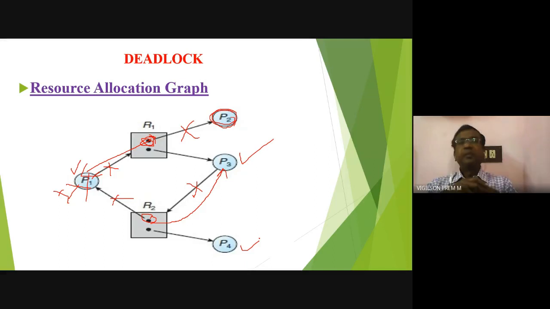Okay, so what are the conditions you have to check? Hold and wait and circular wait. And don't forget, all four conditions must occur simultaneously. Understand? The first condition by default is true, the third condition by default is true. You have to check whether hold and wait and circular wait both are there or not.